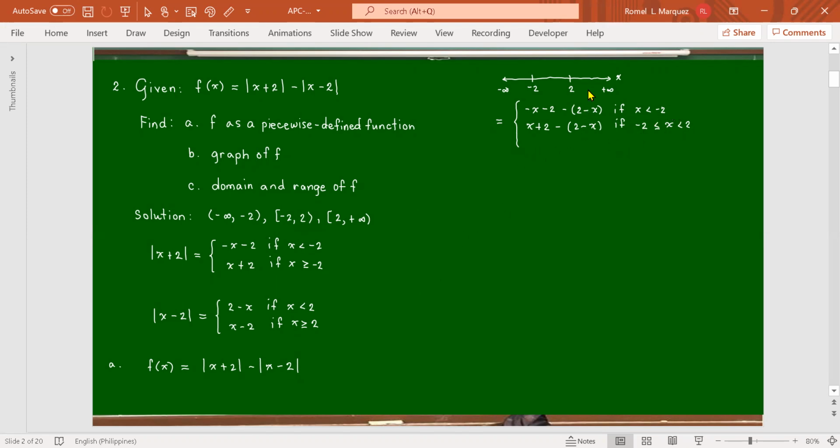And then the last one, to the right of 2. I am going to use x plus 2 in the first absolute value, because to the right of 2 it is greater than negative 2, no? So then minus, what about the absolute value of x minus 2? To the right of 2, we have x minus 2. Clear, guys?